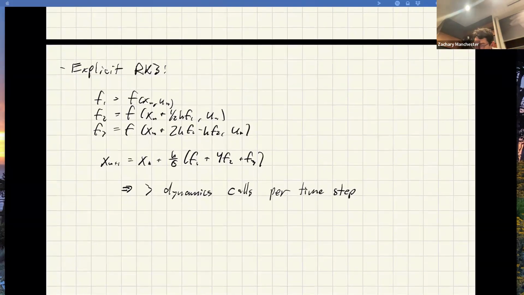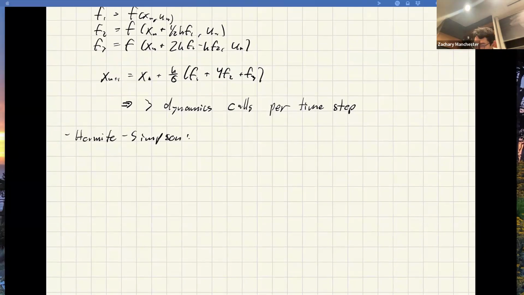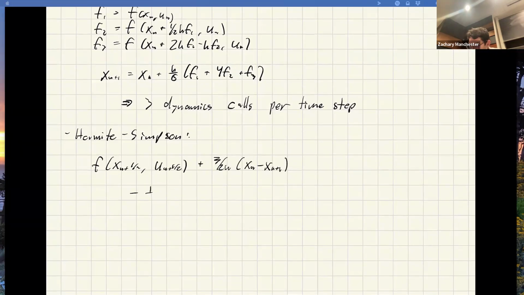So let's look at the Hermite-Simpson thing now, and think for a sec about what it looks like. We have a constraint that looks like this. We have f of x_{k+1/2}, u_{k+1/2}. So that's a dynamics call at the midpoint. And then I'm just writing the constraint function. This is just the constraint from before, rewritten.